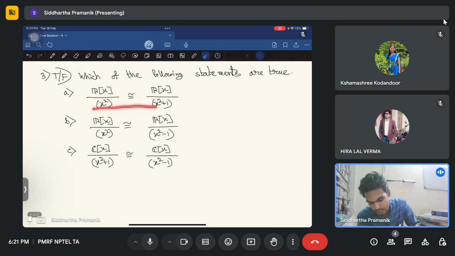So is this an isomorphism? The first one should be easy. I hope you have seen this ring in the lectures. Can you identify this ring with something known?